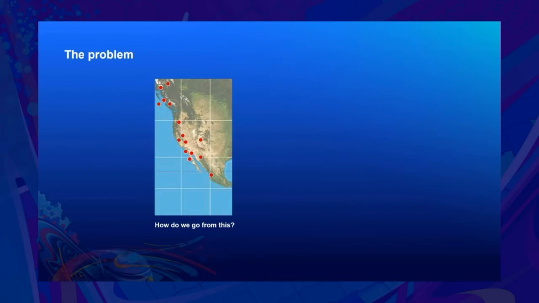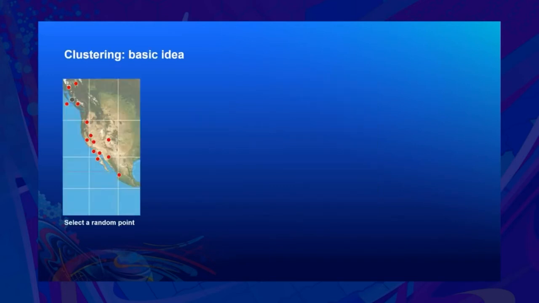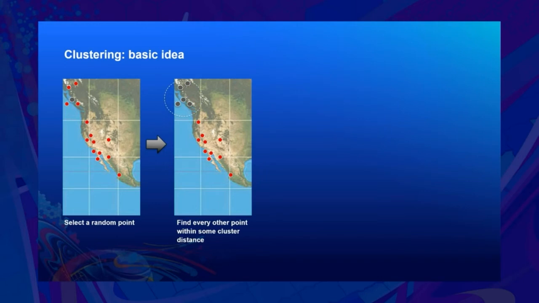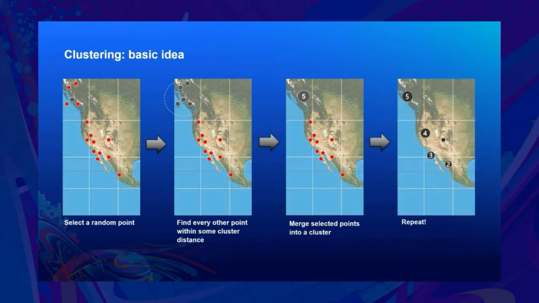And that gets us to the problem itself. How do we go from this to this? And when we talk about clustering, the basic idea is actually pretty simple. First, we select a random point. Then we find every other point within some cluster distance of that first selected point. We merge those points into a cluster, and then we repeat the process for points that have not yet been merged.